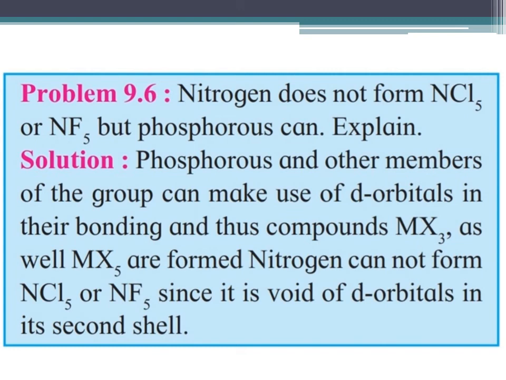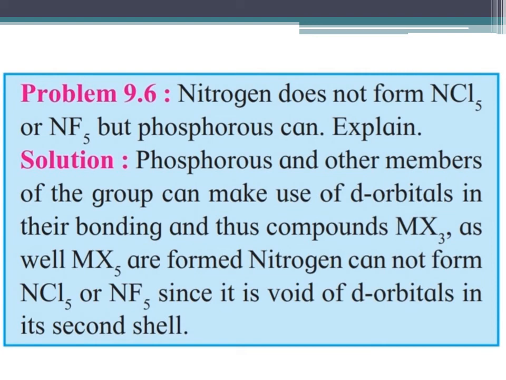Students, we know that nitrogen belongs to the second period, and second period elements do not have d orbitals in their valence shell, and that is why, my dear students, nitrogen is not able to form pentahalide. Whereas when we talk about phosphorus, the electronic configuration of phosphorus is 1s2, 2s2, 2p6, 3s2, 3p3, and my dear students, phosphorus has a vacant d orbital, and that is the reason why phosphorus is able to form pentahalide.